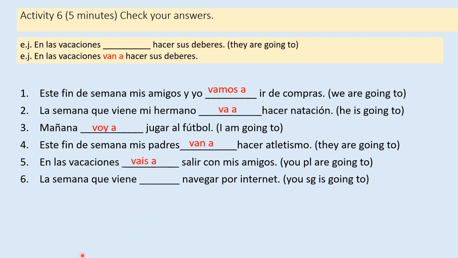En las vacaciones vais a salir con mis amigos. We wanted the you plural, here's the vosotros form, so we chose vais a. And finally, la semana que viene vas a navegar por internet. Here we wanted to use the tú form or the you singular in English, so we chose vas a.